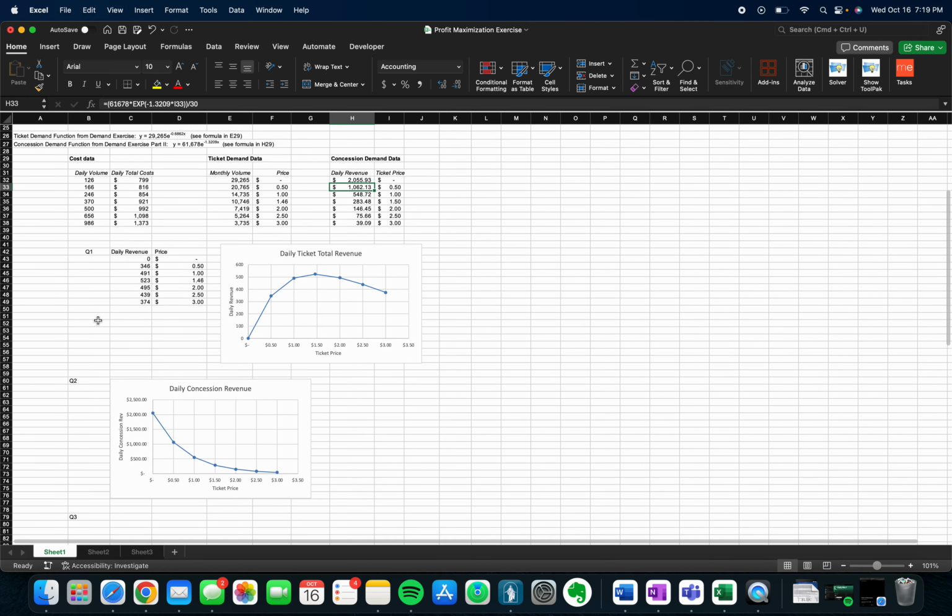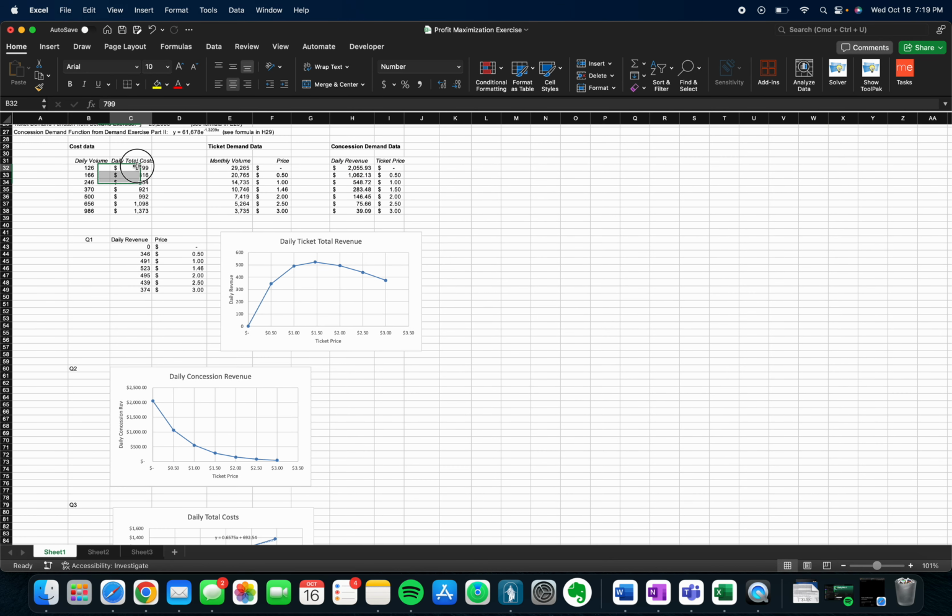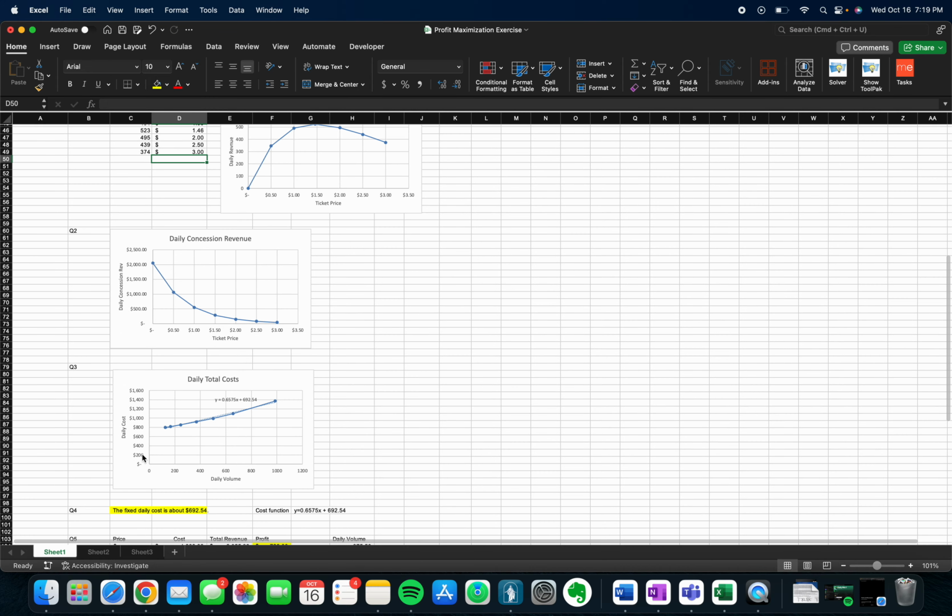Kind of same thing right here. We have daily volume and daily total costs. And so I plotted daily volume on the x-axis because that is the factor that changes, and cost is what correlates to the change in daily volume.